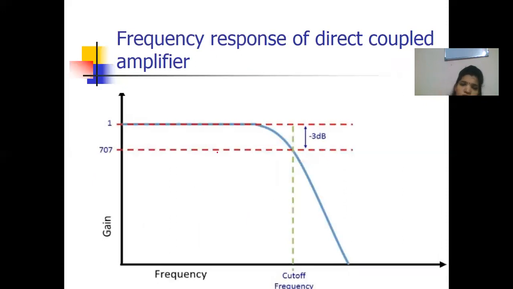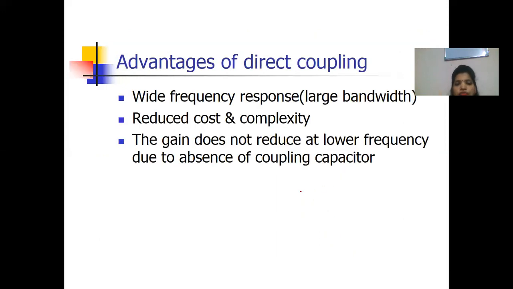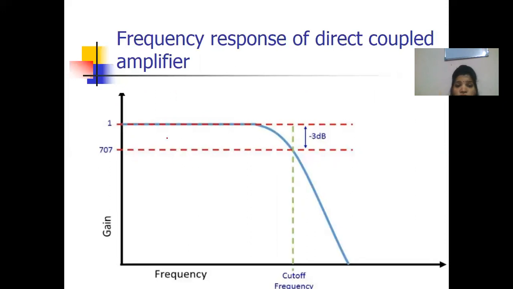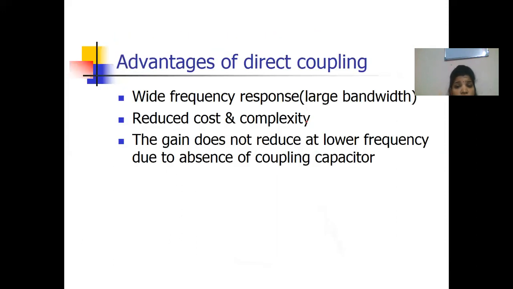In direct coupling, we get a frequency response like this: first flat, after that 3 dB down, then it suddenly reduces. So this is the frequency response of a direct coupled amplifier. Now the advantages: we are getting a large bandwidth. Bandwidth means the range of frequency where the gain is constant.